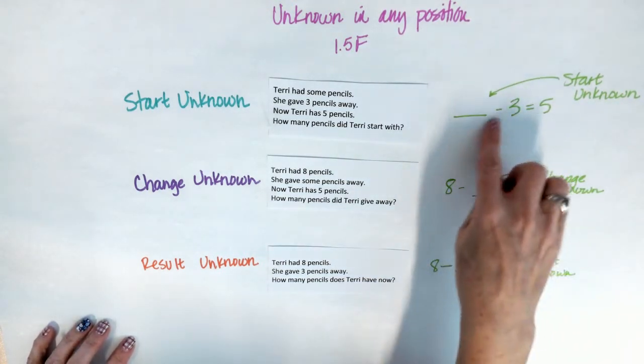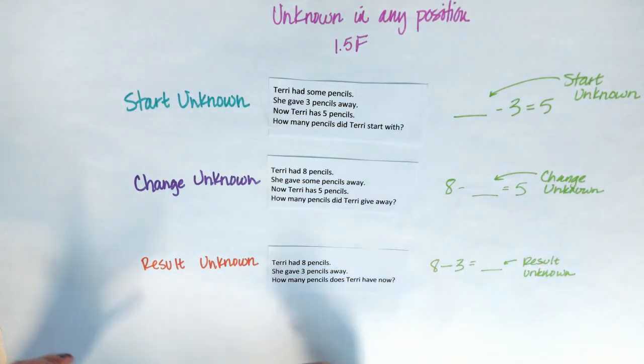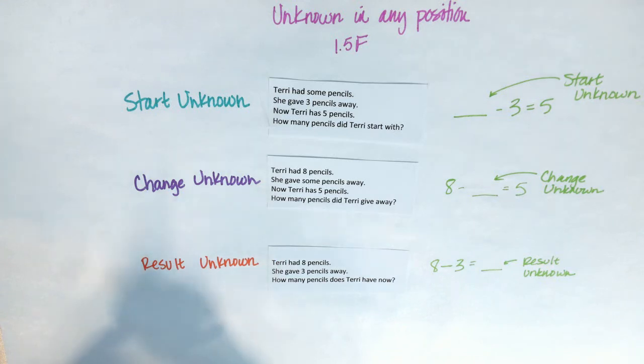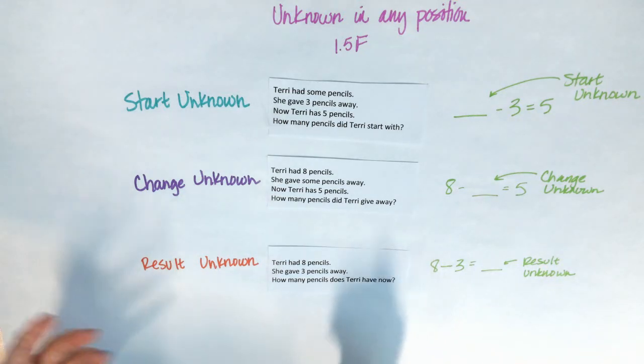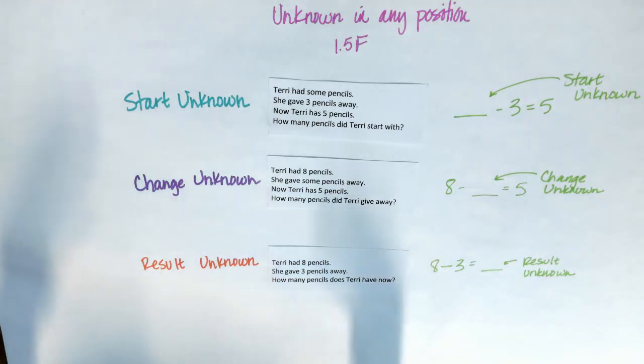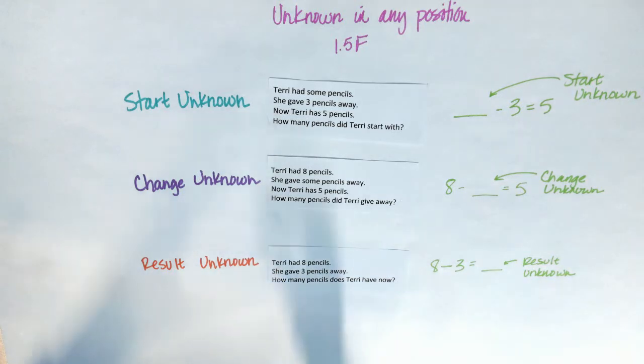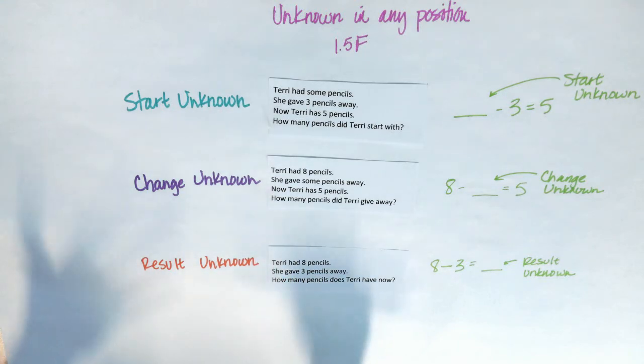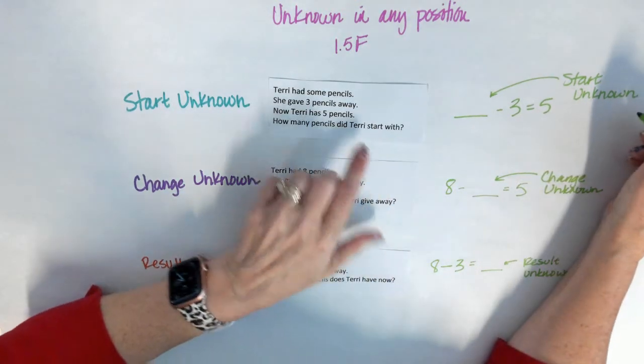Remember, the equation is always abstract. So pictorially, we could draw it. We could draw the pencils. We could draw sticks for pencils. We could create a part whole model or a strip diagram. We could create a number bond to help them see how all the parts work together. If I created a number bond of this, then it's easy to see what operation to use.